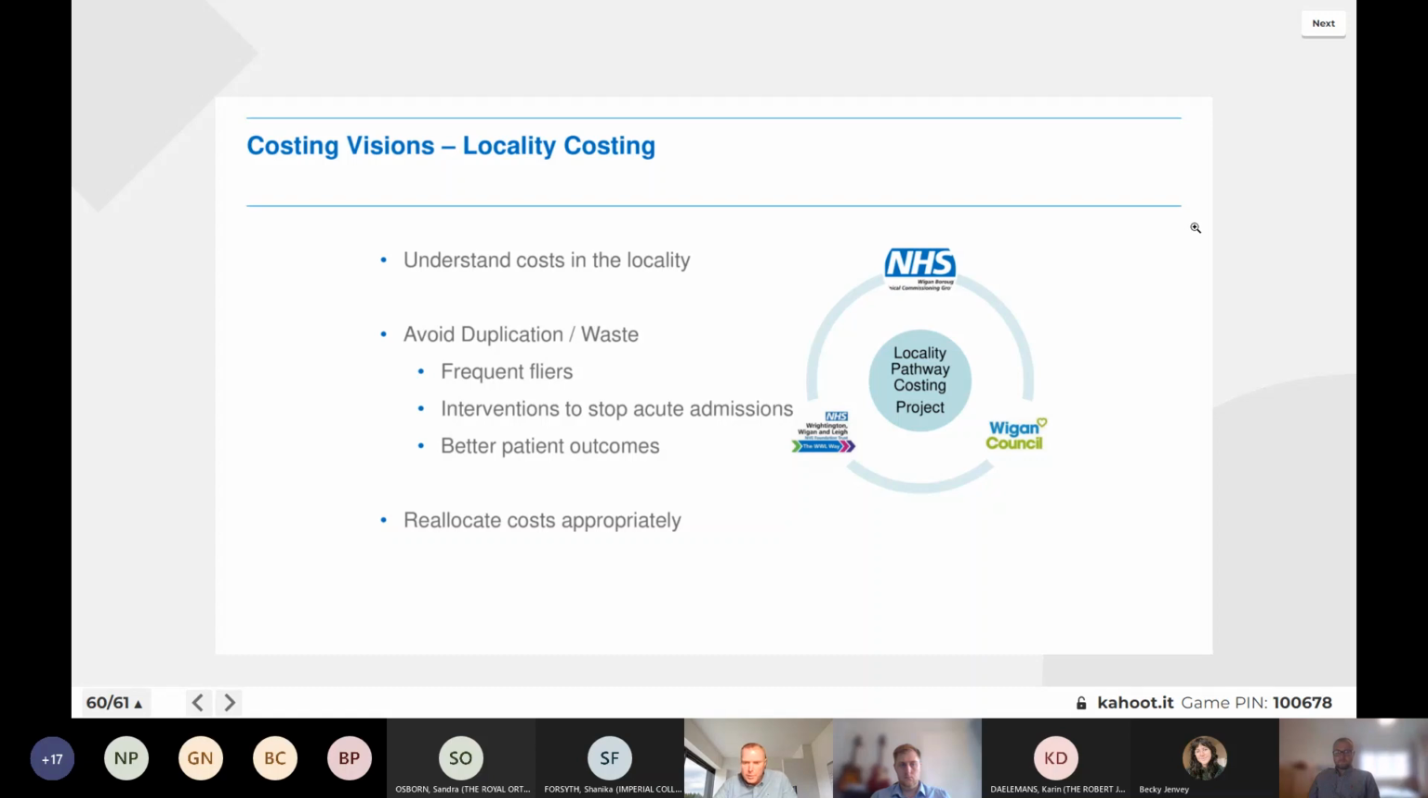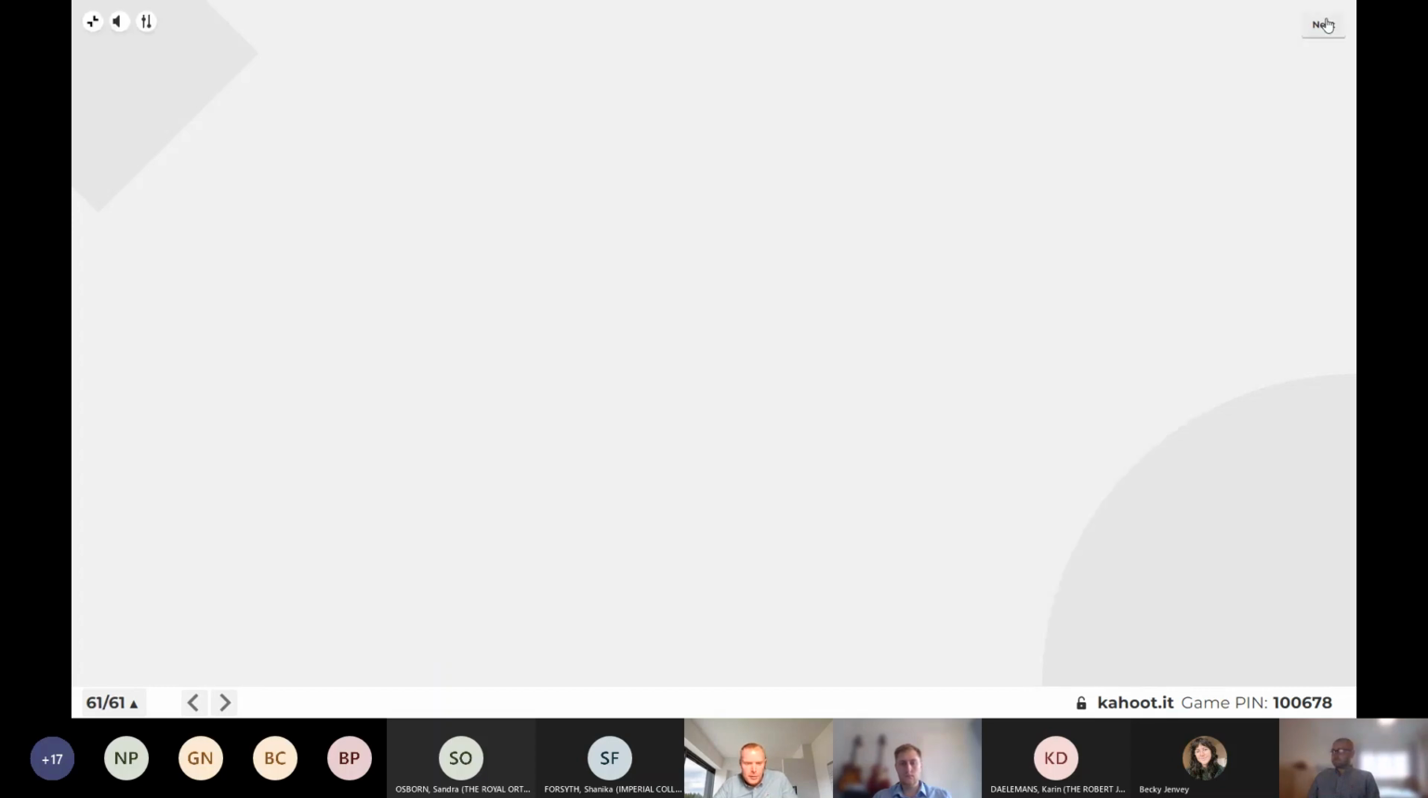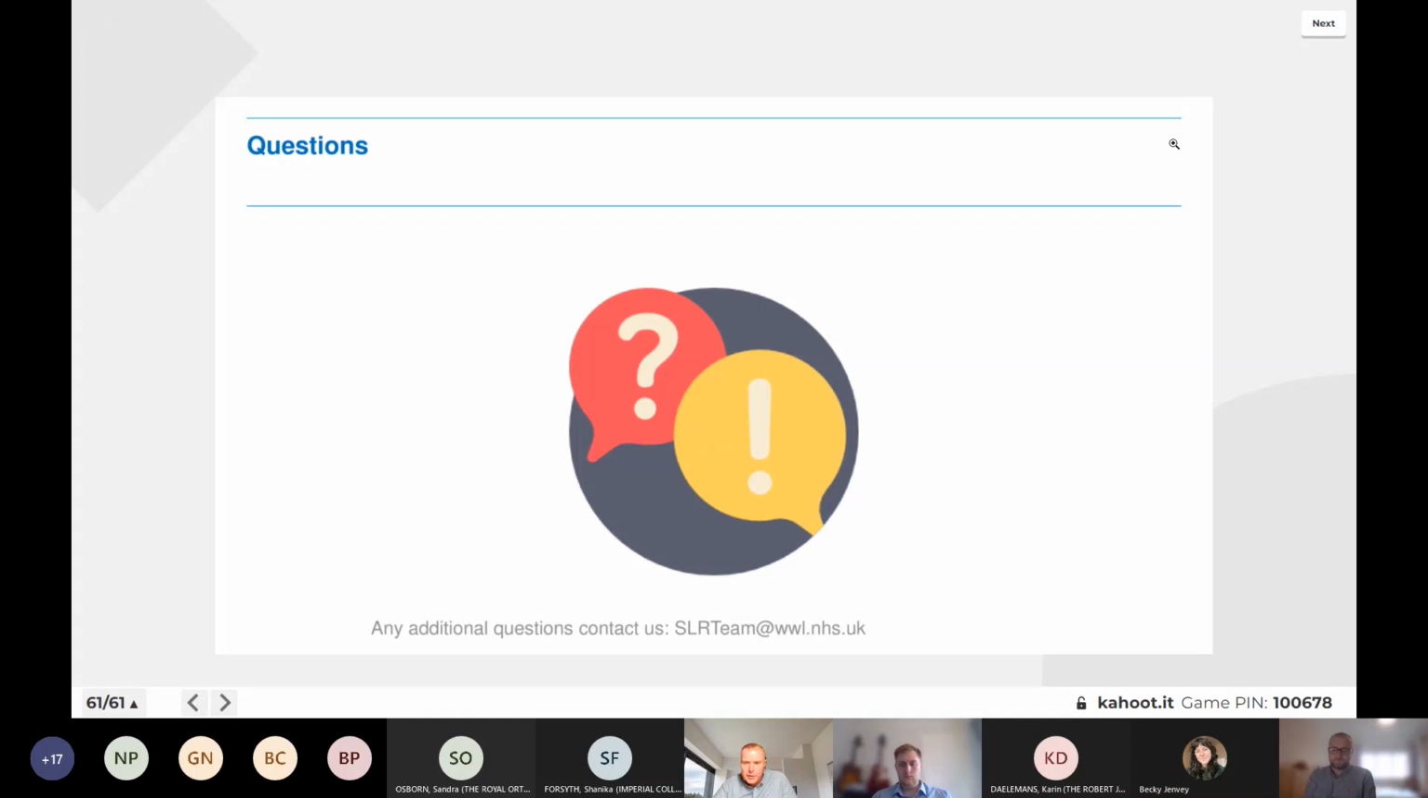So that's our vision. We're not quite there yet, because as you can understand, it's really complex costing. We've got so much data coming in, and the costs on the ledger, but it's something that we'd like to get to in the future. So that's a whistle-stop tour of what we've used costing for at WWL.